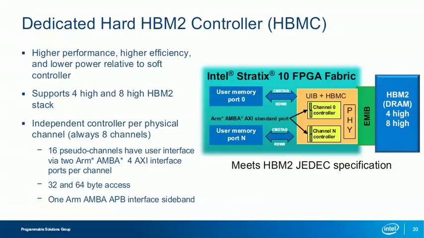Each controller consists of the read and write data paths and control logic required for translating user commands to the HBM2 stack, allowing for both 32 and 64-byte access to the memory. An additional sideband ARM AMBA APB interface allows for additional user requests to the HBM2, such as user-controlled refresh.